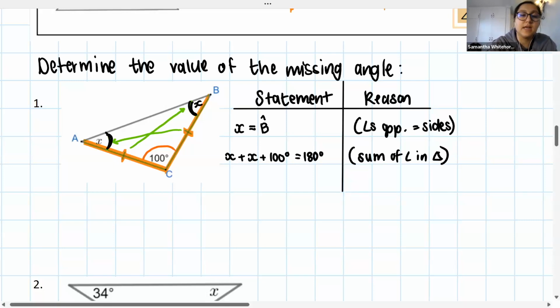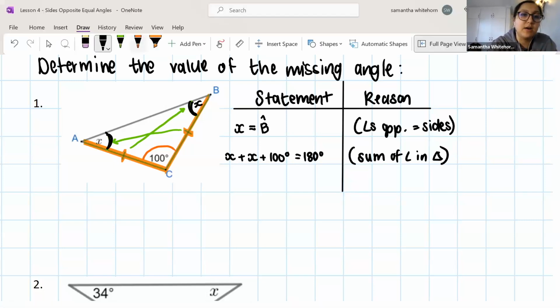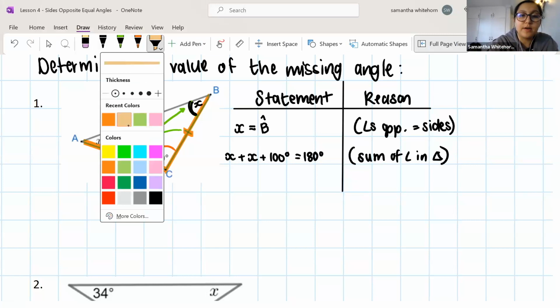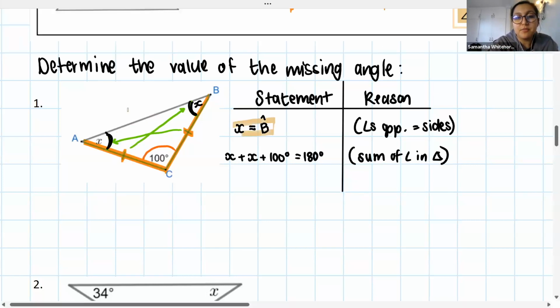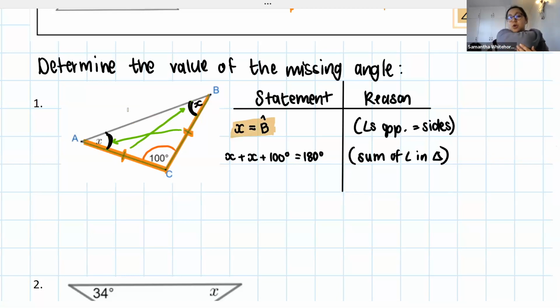And I'm going to say this again. I said it on Monday, but I'm going to say it again now. You have no choice. You have to make this statement. You have to say that you know that X is equal to B, because if you don't, there is no way that you can go and say X plus X. You have to tell me that you know that those angles are the same because they're angles opposite equal sides. And then you can set up your sum of angles in a triangle reason.